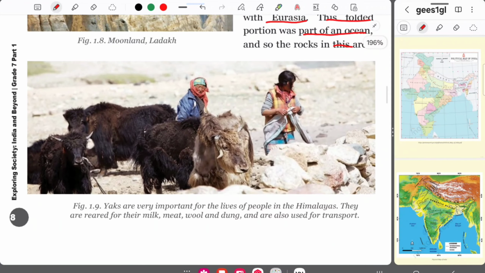So let us see one more image which is given here. Yaks are very important for the lives of people in Himalayas. They are reared for their milk, meat, wool and dung, and are also used for transport. As you can see in this picture, these are very important animals for the lives of the people of the Himalayas. And Ladakh is also in Himalaya, isn't it? They are reared for their milk, meat, wool, dung, which they prepare for manure, and are also used for transport. So that is why these yaks are being reared.